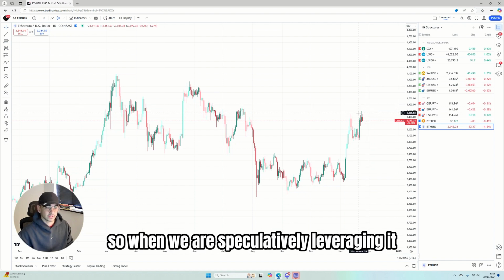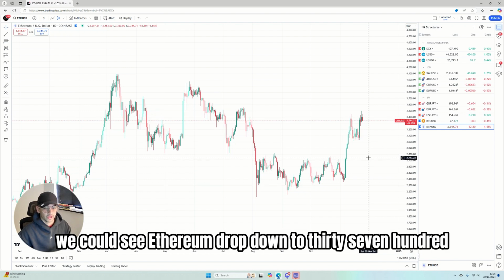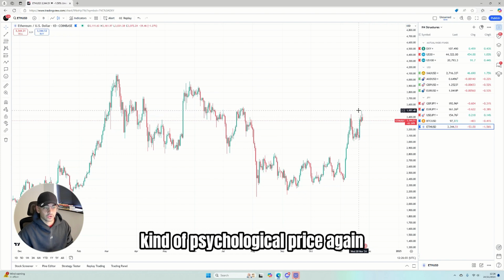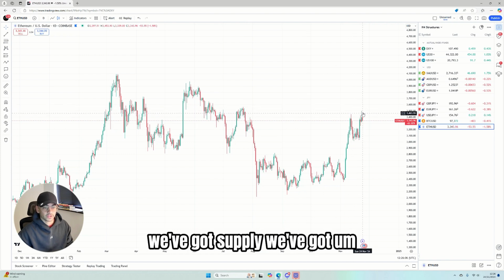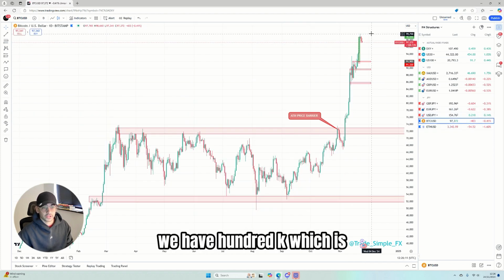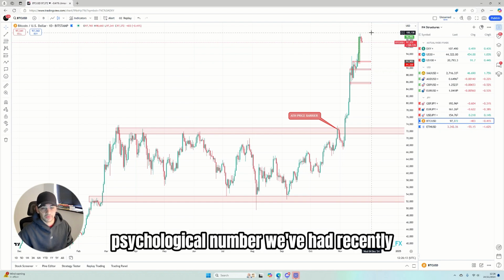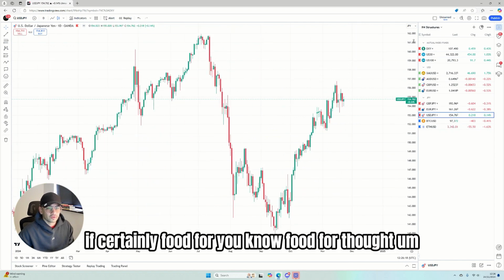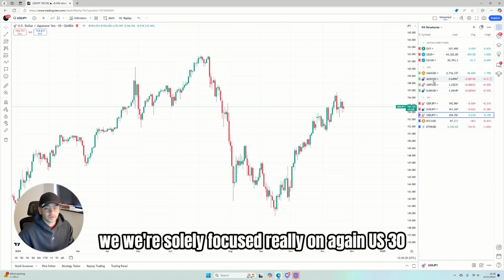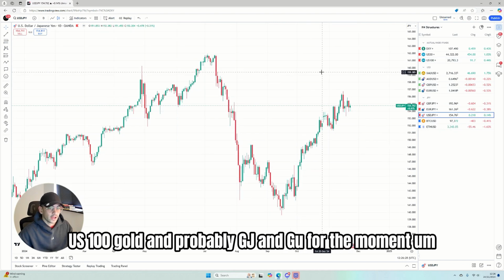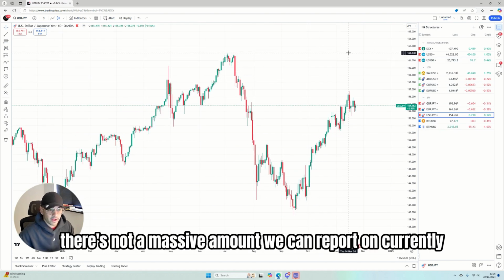So when we are speculatively leveraging it, we could see Ethereum drop down to 2,700 again with this top here. From 3,500 was the key psychological price. Again, we've got supply. We've got 3,500, which is a big psychological number for us. Similarly, we have 100k, which is the most significant psychological number we've had recently. So food for thought more than anything. We're solely focused really on US 30, US 100, gold and probably GJ and GU for the moment. But in all honesty, there's not a massive amount we can report on currently.